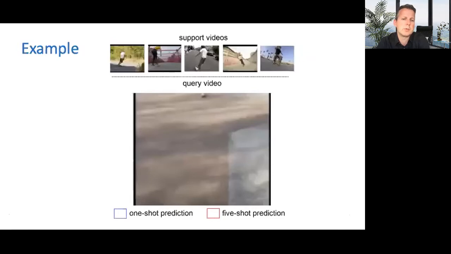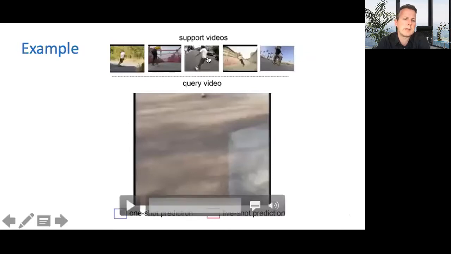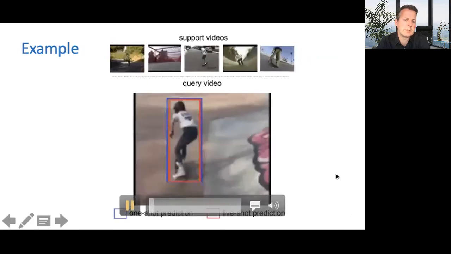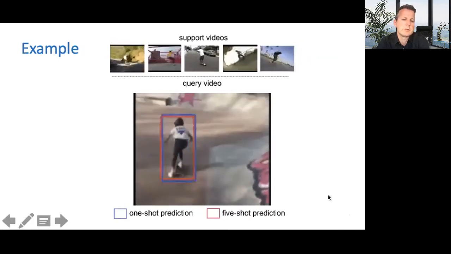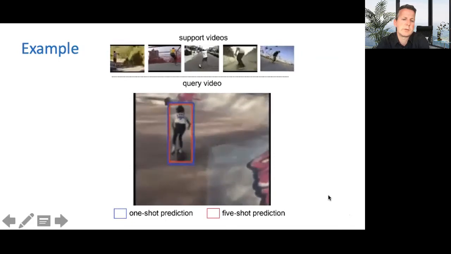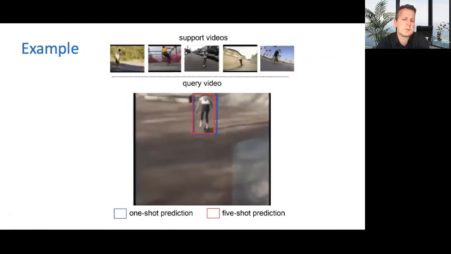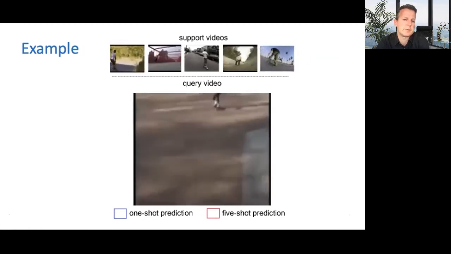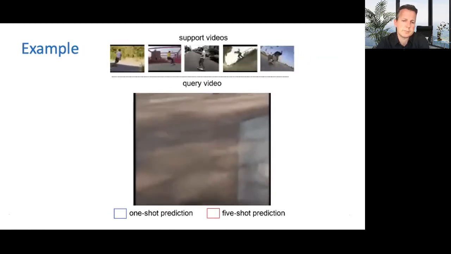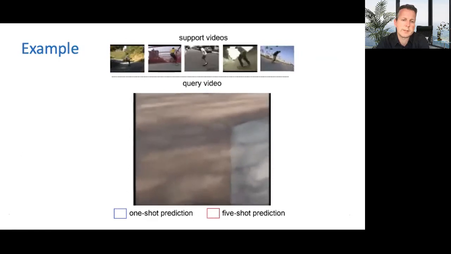So here's an example. Here we have 5 support videos, and this is what we aim to achieve in the query video. The blue box is the one-shot prediction, where we have only one support video, and the red box is the 5-shot prediction, where we provide 5 support videos. Our goal is to identify the common action with this bounding box tuplet.